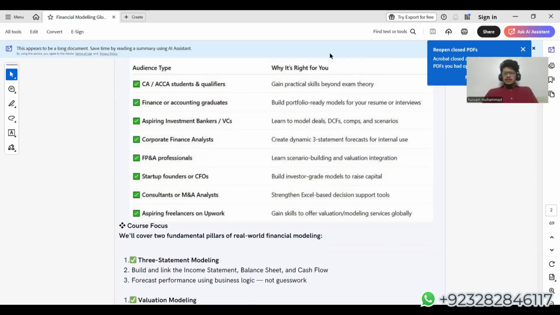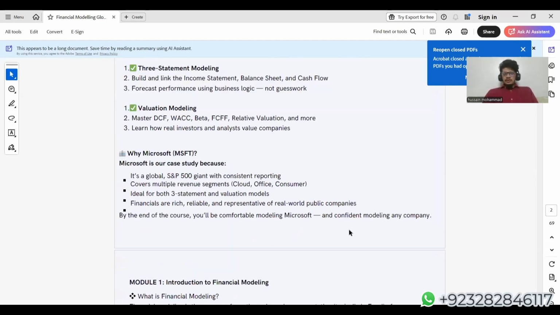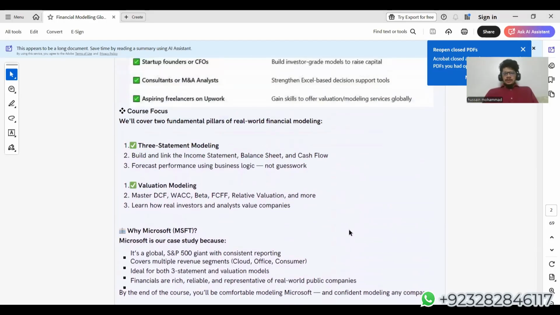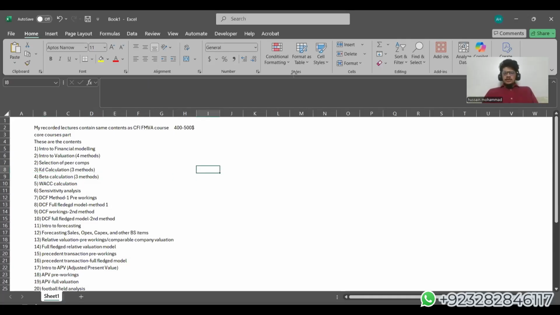Now, aspiring freelancers on Upwork. On Upwork, you get a lot of clients, which could be real founders, startup valuation deals. Again, you need to learn proper financial modeling for that. So the course focus is going to be three-statement modeling and valuation modeling. Some people might have seen there are steps to financial modeling. The most basic, but the one that takes the most time to learn, is three-statement modeling.